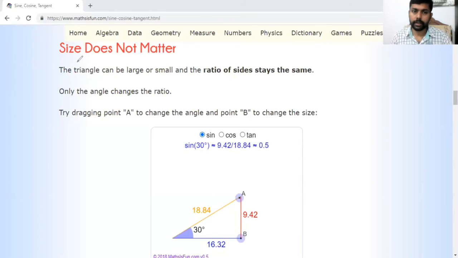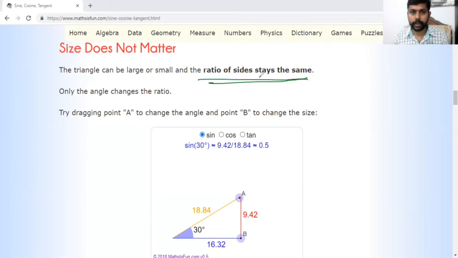And here you can see the basic, very important idea of trigonometry. The size of the triangle does not matter. This is a common doubt when we are learning this. Here is a very important thing we must know: the size of the triangle does not matter. The triangle can be large or small, and the ratio of sides stays the same.